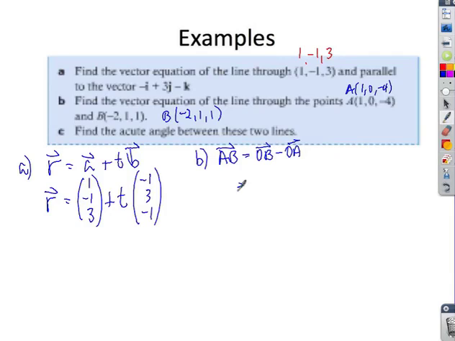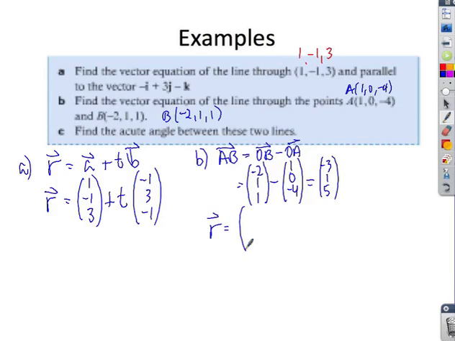And OB is -2, 1, 1 minus vector a, which is 1, 0, -4. And that answer is -3, 1, and 5. So that is the direction vector of my line. I can now write the vector equation of the line AB. So it will be r is equal to, now since I know 2 points that pass through this line, I can use either of them as my a vector. Doesn't matter which one. I'll just use a though. I'll go 1, 0, -4.